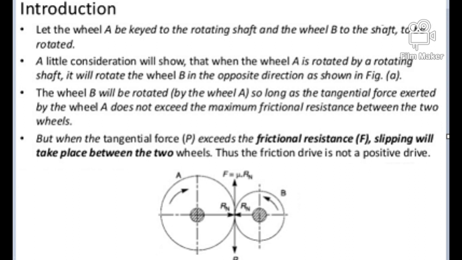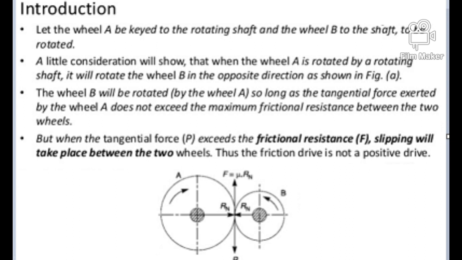In this slide, a diagram is shown which indicates two gears, one larger gear and one smaller gear, in mesh. Here the wheel A is keyed to the rotating shaft and the wheel B to the shaft to be rotated. So wheel A is the driver and wheel B is driven. When wheel A is rotated by the rotating shaft, it will rotate the wheel B in the opposite direction.